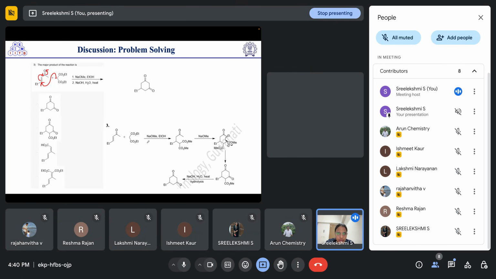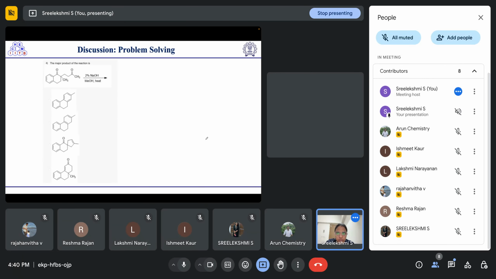So this is the mechanism. I hope it's clear. Now this one. This particular compound in presence of 2% NaOH in methanol, heating condition again, so which will be forming?